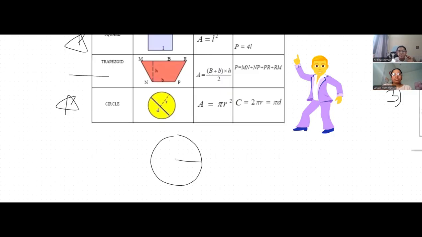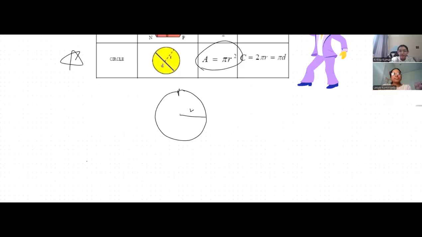To find our area, always remember this formula. Our area is always going to be pi r squared. And our perimeter, which in a circle we call the circumference, is basically this: if I start from here and end over here, and roll this out, it'll look like a line. That line's length is what we're trying to find. And this is what we call our circumference.